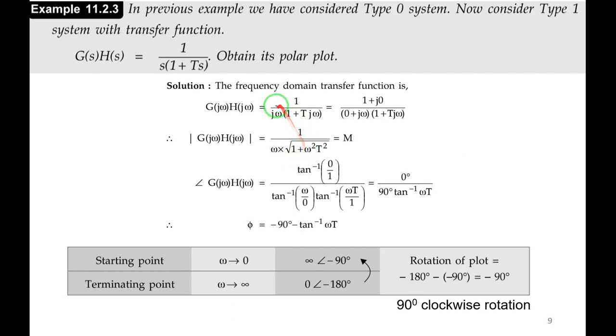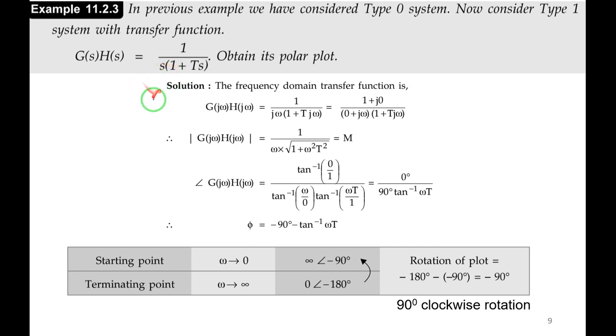Next, we'll take up this example. In the previous example, we considered a type 0 system, leave it. Now we will consider the type 1 system with the transfer function G(s)H(s) equal to 1 divided by s into (1 plus Ts). Obtain its polar plot. Earlier this s was missing, that was type 0. Now we have included the pole at origin. So this is a type 1 system.